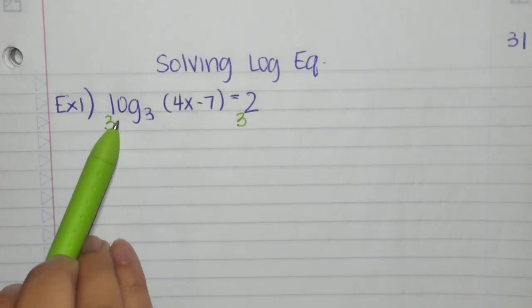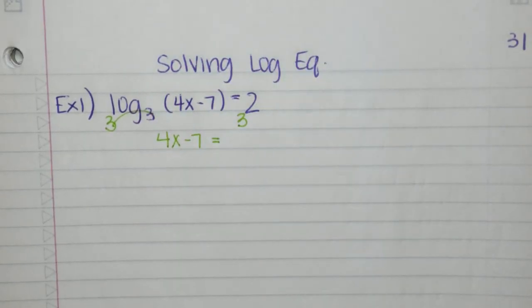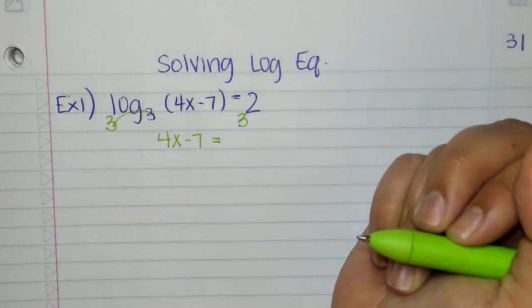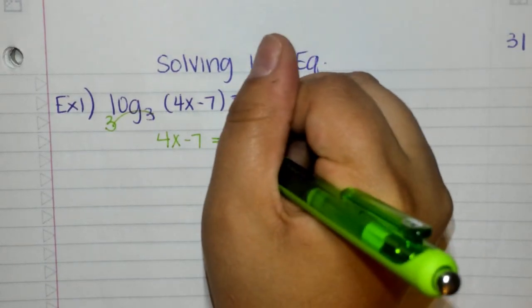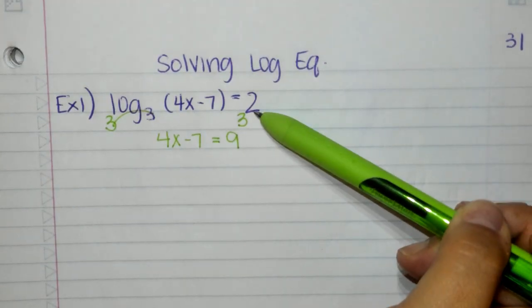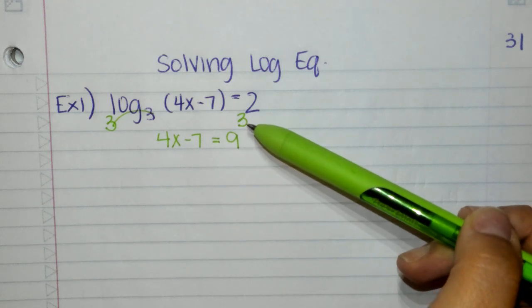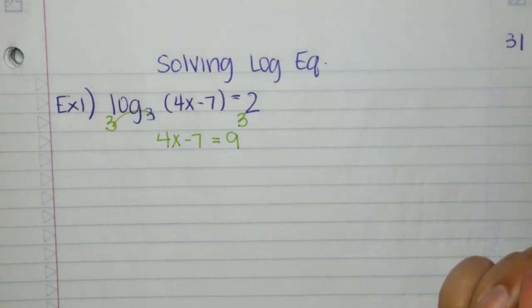What happens right here? They cancel, so I'm left with 4x minus 7 equals what? What's 3 squared? 9. Be careful. So common mistakes people make, they forget to exponentiate the other side. They bring down a 2. Also, guess how many people tell me 3 squared is 6? Okay, just be careful about those two things.